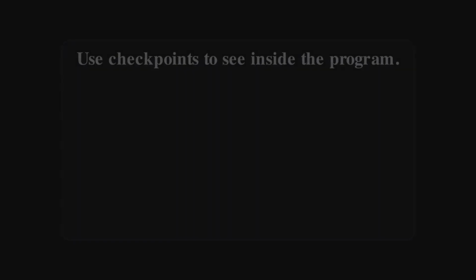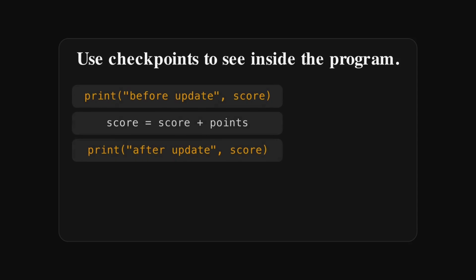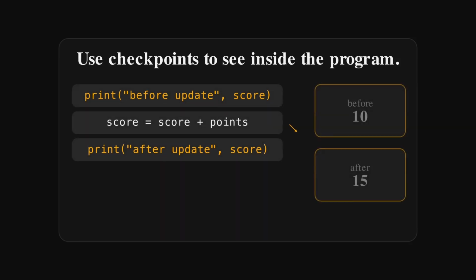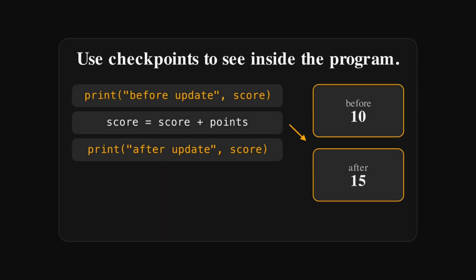Sometimes we need to see what is happening inside the program. One simple way is to use checkpoints. We can print the value before an update, then print the value after the update. This helps us see exactly where the program changed the value.